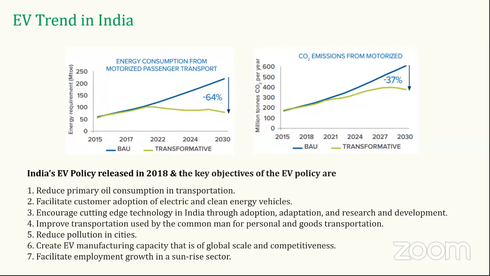So same thing, the number of millions of tons of carbon dioxide emission per year is also calculated. If I don't do anything, we will be at about 600 million tons of carbon dioxide that we will keep emitting from now till 2030. But at the same time, when you start taking an electrical path, you will see a reduction of 37%. So 37% is a very, very huge number.